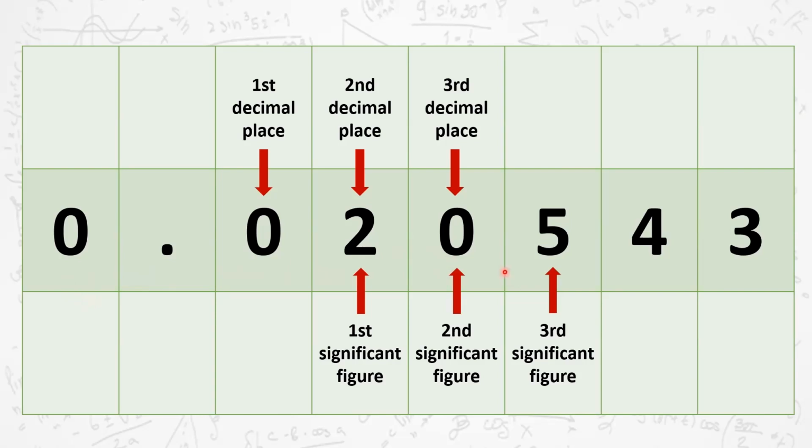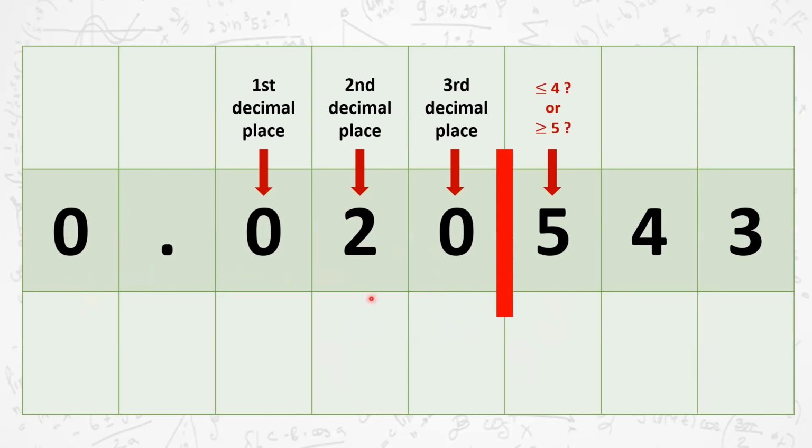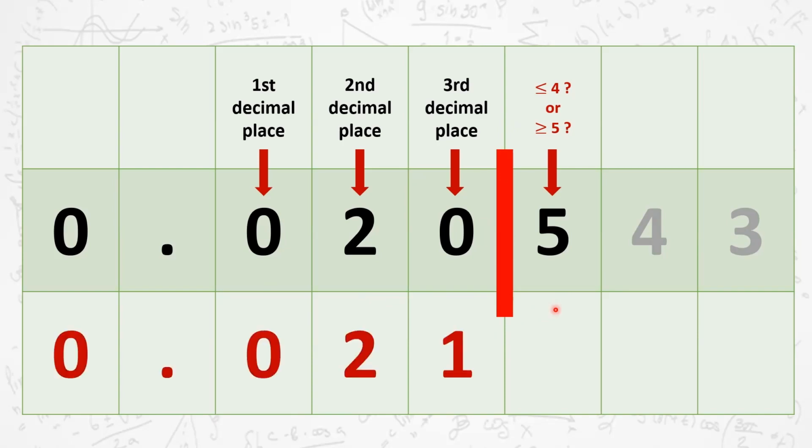Okay, let's write our results. If the question asks me to correct this number to 3 decimal places, then my cutoff point will be after my third decimal place, which is here after the 0 before the 5. Then I'm only interested in the digit straight after, which is the 5. Ignore the 4 and 3 at the end. Because it's a 5, I need to round it up. Therefore, if the question was to write this number correct to 3 decimal places, my answer will be 0.021.